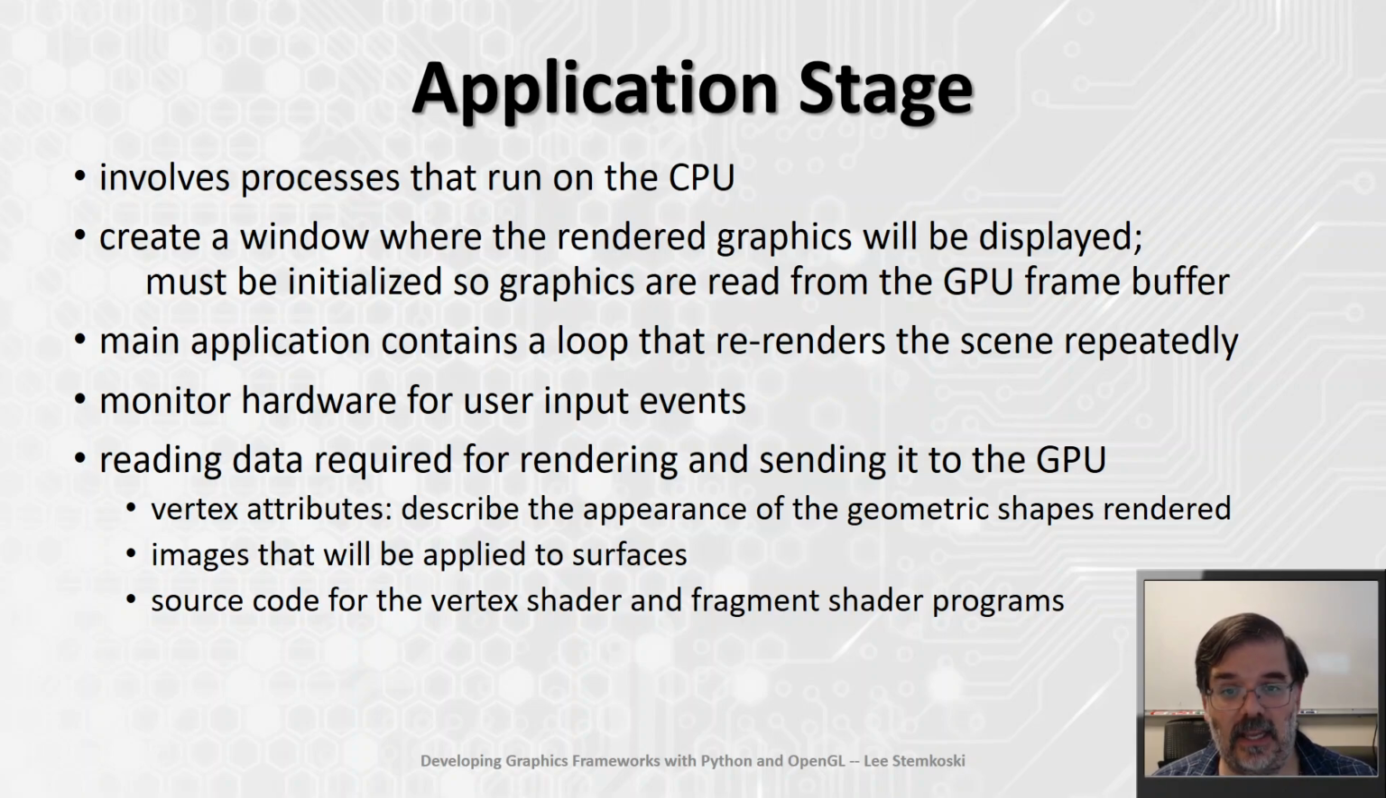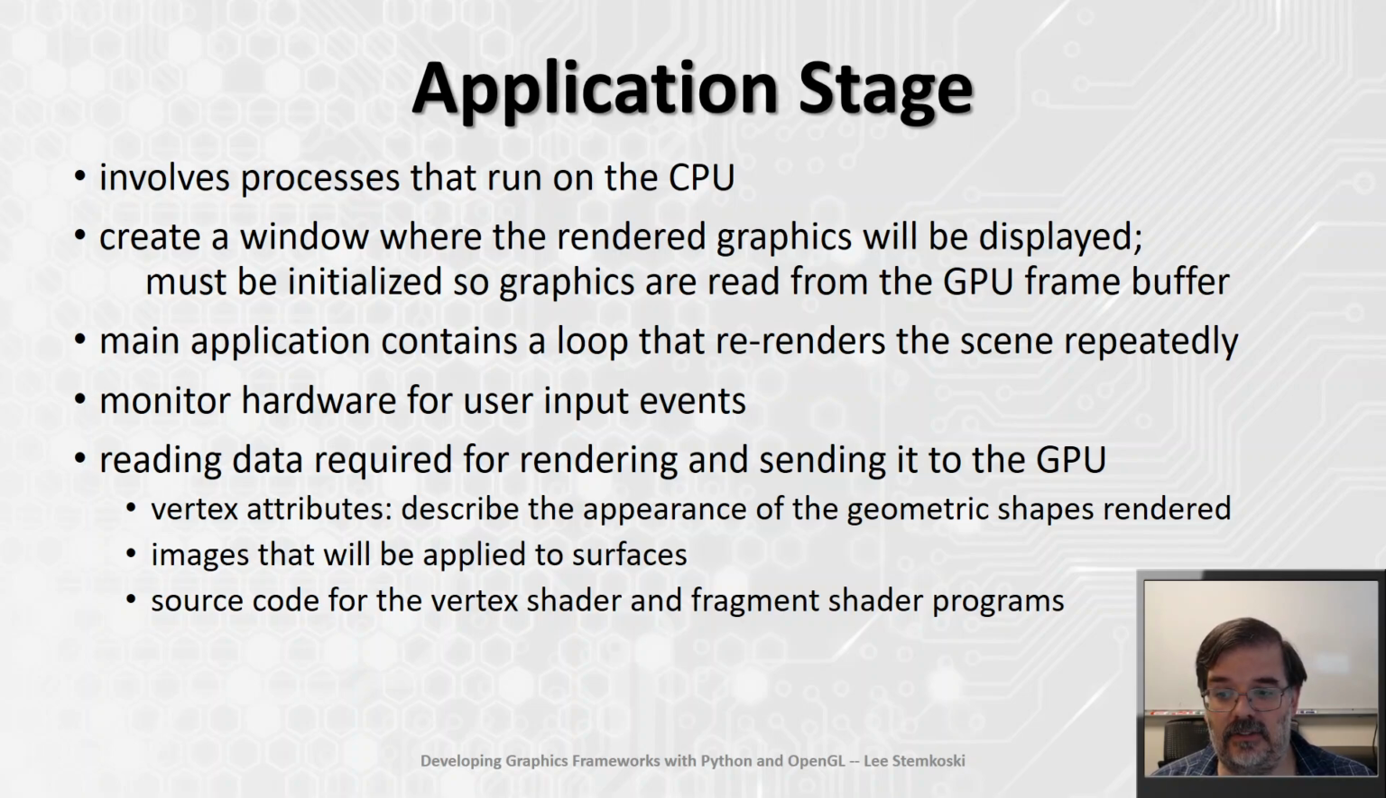And in the case of animated or interactive applications, the main application will contain a loop that re-renders the scene repeatedly, typically aiming for a rate of 60 frames per second. Other processes that might be handled by the CPU could include monitoring hardware for user input events with a keyboard or a mouse, or running algorithms for other tasks, like simulating physics or performing collision detection.